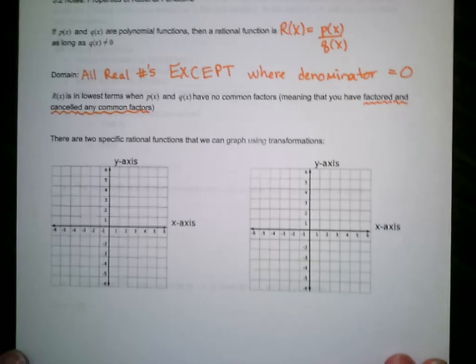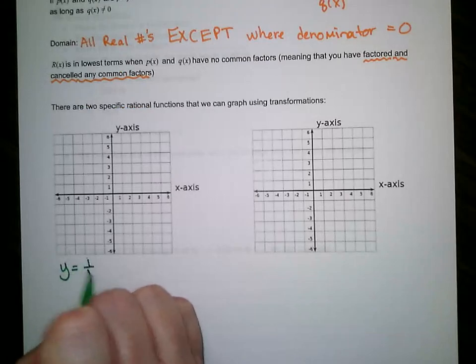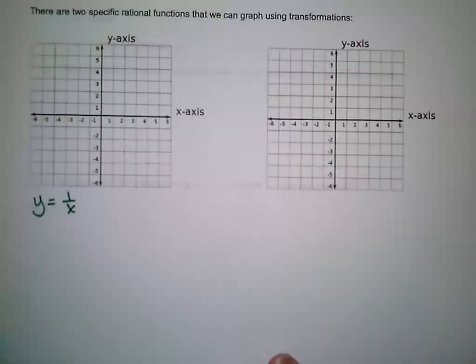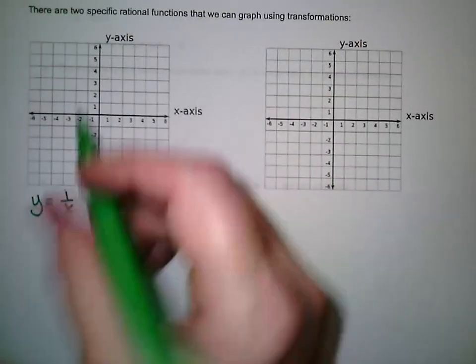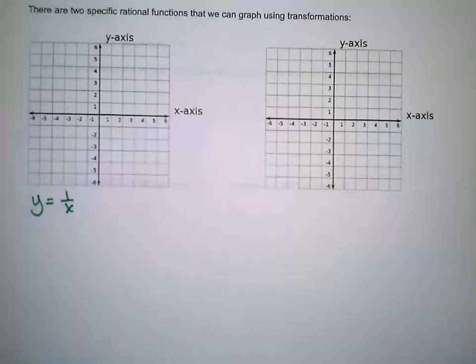There are two specific common rational functions that we can graph using transformations. The first one we've seen before. It's y equals 1 over x. We call that the reciprocal function, and it's kind of the parent function for the rational family.